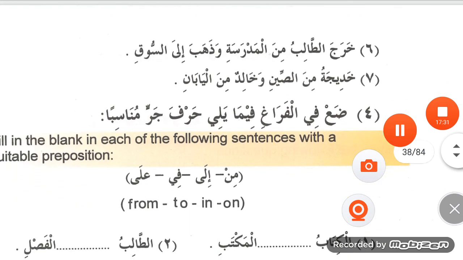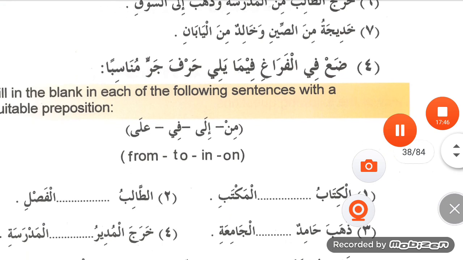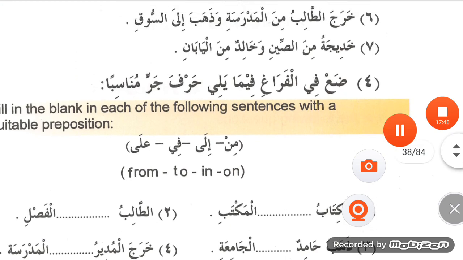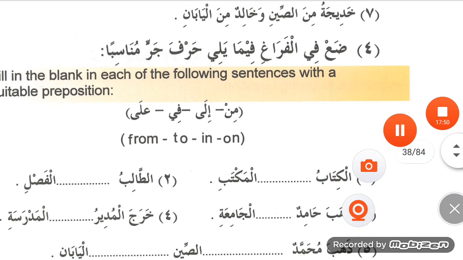Okay. Kharaja talibu min al-madrasati, the student left from the madrasa, from the school. Wa dhahaba ila suqi, and he went to the market. Yeah, suq is market. Khadijatu min as-Sini, Khadija is from China. Wa Khalidun min al-Yabani, and Khalid is from Japan. Wa gives the meaning of and.